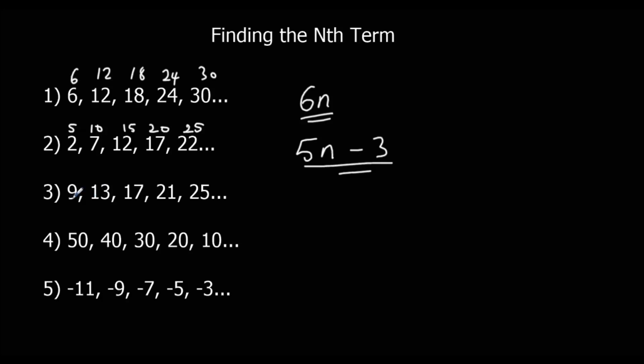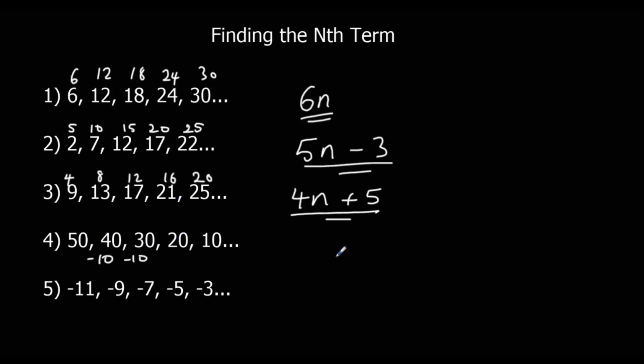The next one, we're going up in 4s every time. So it's going to be 4n. That's 4, 8, 12, 16, 20. What have we got to do to the 4 times table to get this sequence? Add on 5. 5 more every time. So it's the 4 times table plus 5. 4n plus 5.